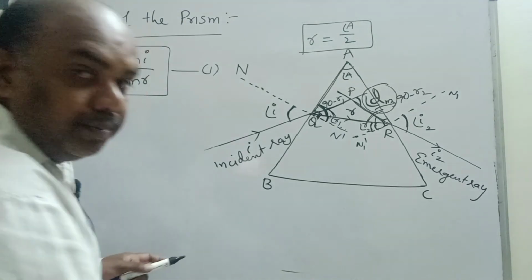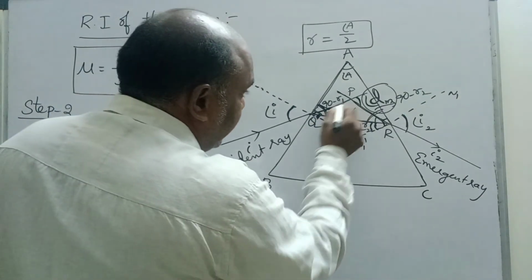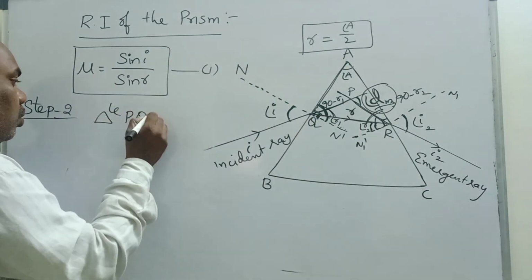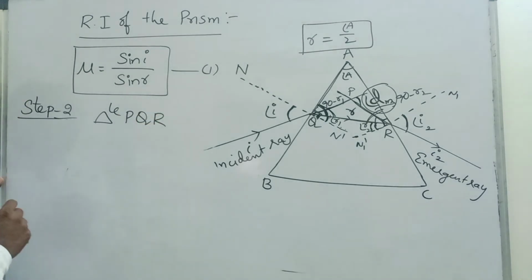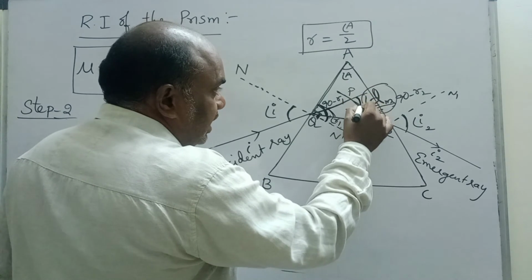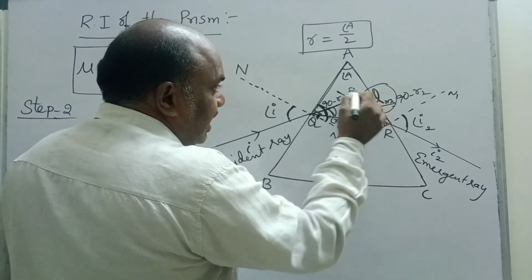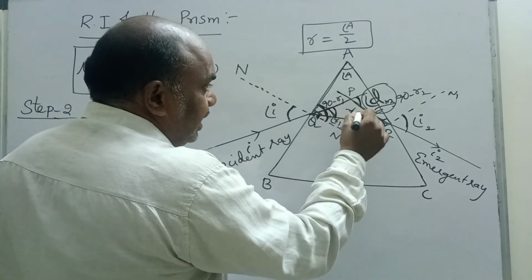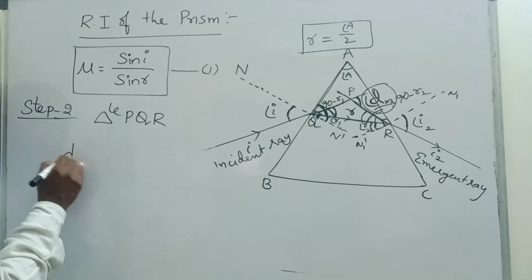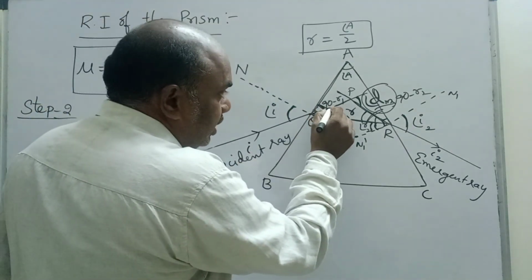Now step 2. In step 2, what am I doing? I am taking the small triangle PQR. From triangle PQR, what will happen, children? Observe carefully. External angle is equal to the sum of opposite internal angles. This is the external angle DM. The internal angles are this one and this one. So the external angle, the minimum angle of deviation, is equal to this angle, only this angle.